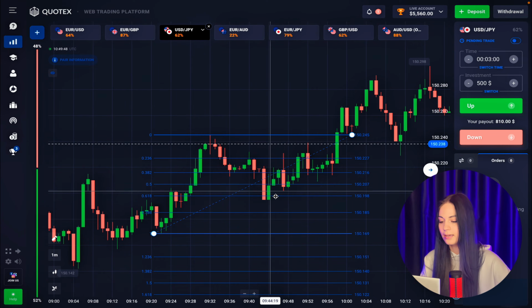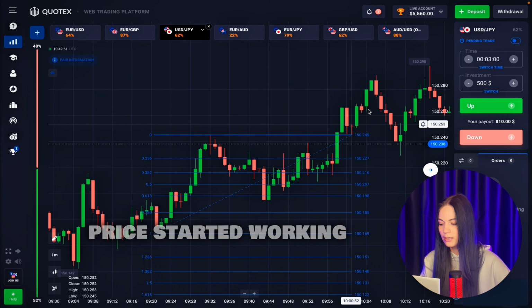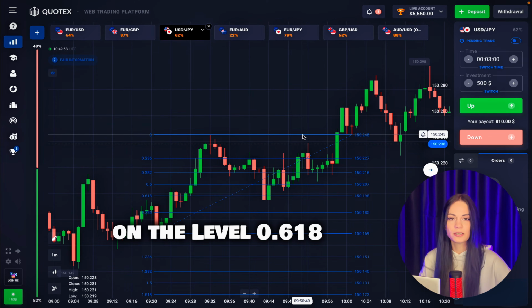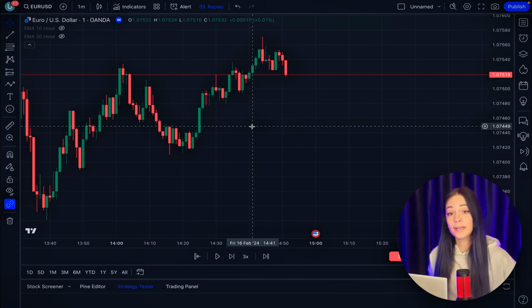And we see that the price started working on the level 0.618 and went up. All right, now let's talk about how we're gonna trade using these levels.